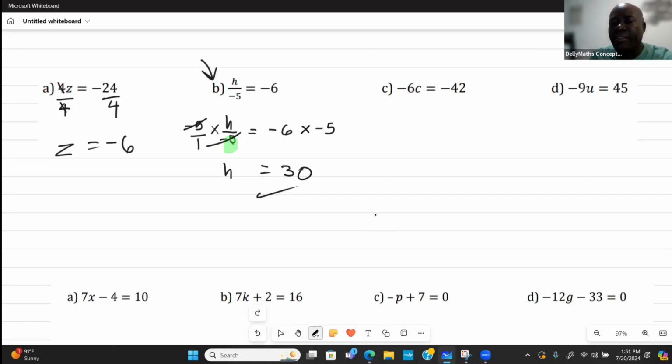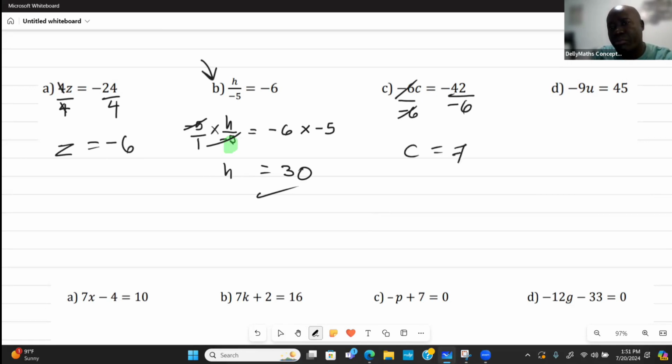At C, we have negative 6c, which is equal to negative 42. Now, what's going on here is that the negative 6 is multiplying to c. So the inverse of multiplication is the divide. We're going to divide the left side by negative 6 so that the negative 6 cancels itself. For balancing sake, you have to do the same thing to the other side. We're going to divide the right side by the same negative 6.